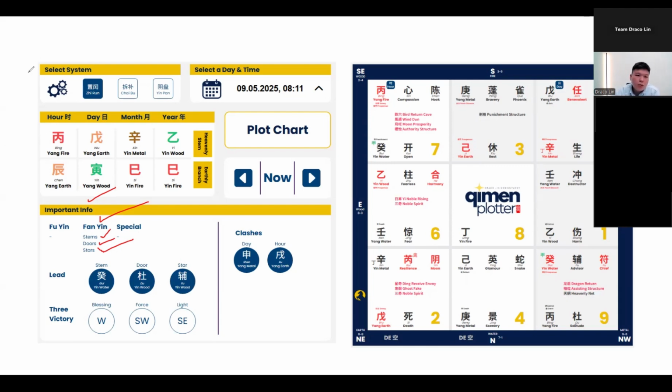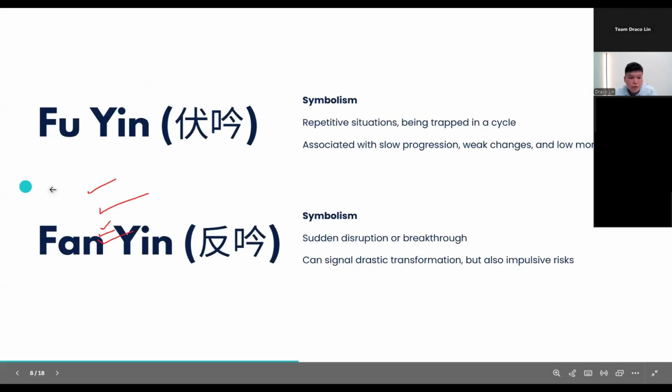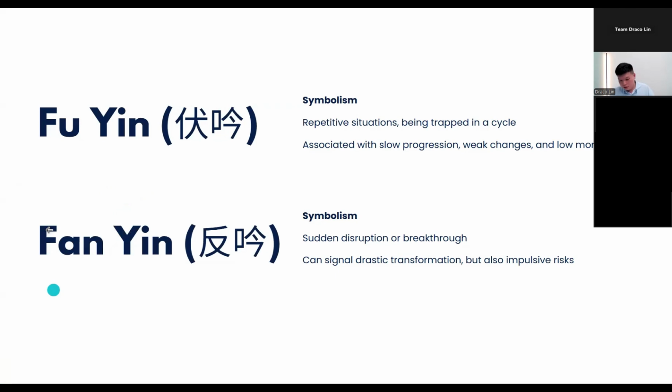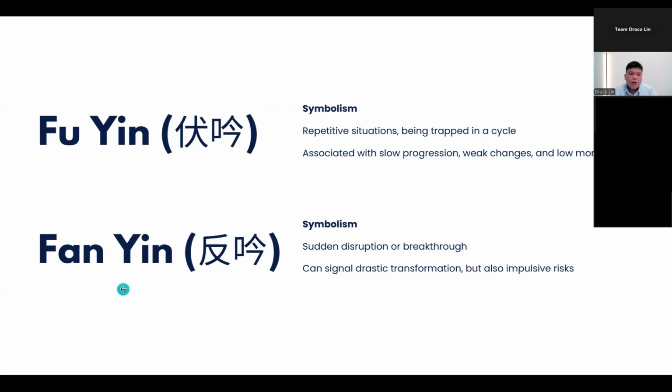Now we want to talk about the symbolization. This theory is not uncommon. When we talk about fooing, it means a repetitive situation, being trapped in a cycle, associated with small, slow progression, weak changes and low momentum. It sounds quite bad. That's why in the classic we always say that fooing is not good to start, which means things will just repeat and repeat itself, trapped in a cycle.